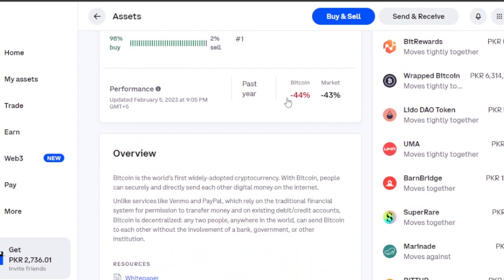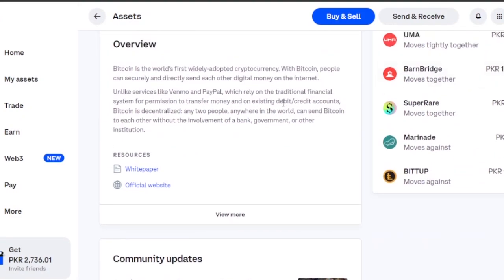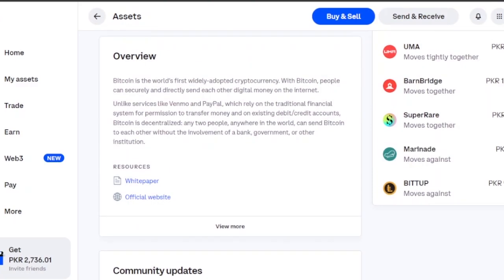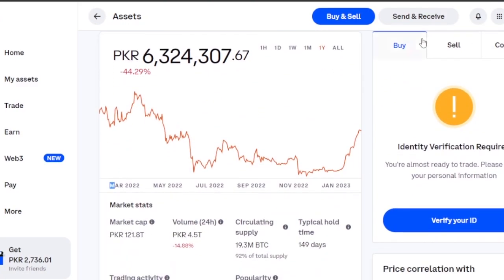And the market is at minus 43%, the performance of Bitcoin in the past year. You can see the overview of Bitcoin. Bitcoin is the world's first widely adopted cryptocurrency. With Bitcoin, people can securely and directly send each other digital money on the internet, etc. So here what you can do is come on here and click on Buy.